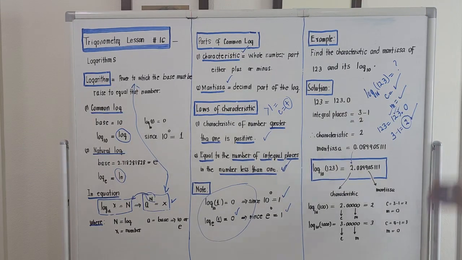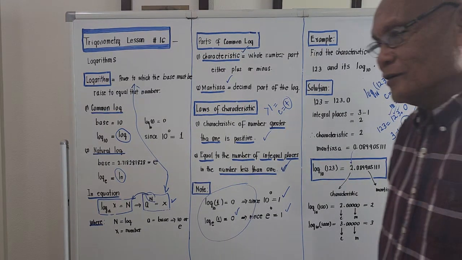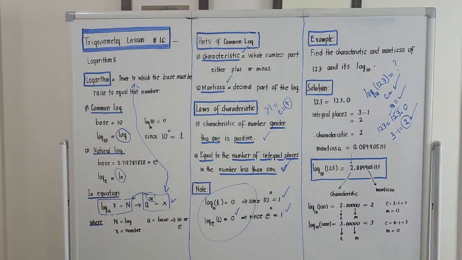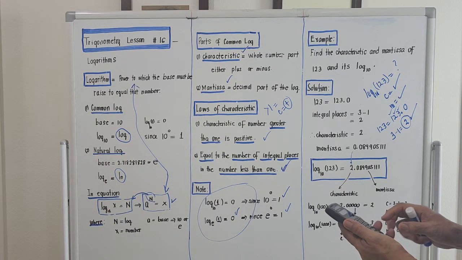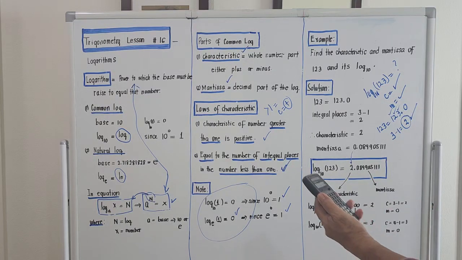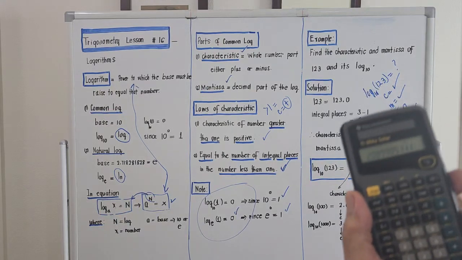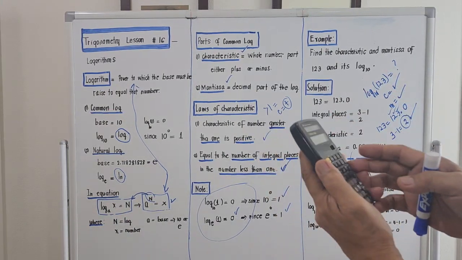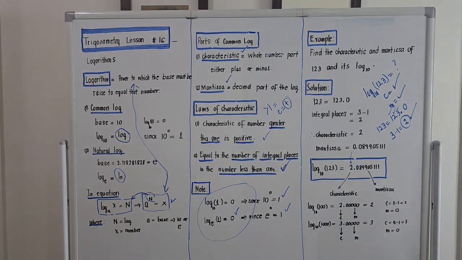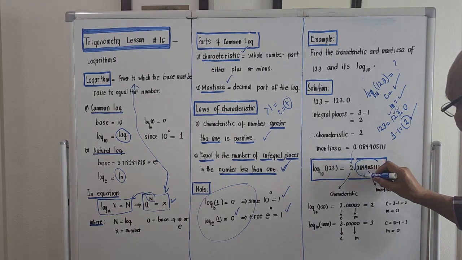It is this, right? But how about the mantissa? We cannot do anything about it. We have to plug in the number on the calculator to get the decimal part. Okay, 123, common log. The characteristic here is 2. It's really 2, right? And the decimal part is 0.089905111. This is the mantissa.